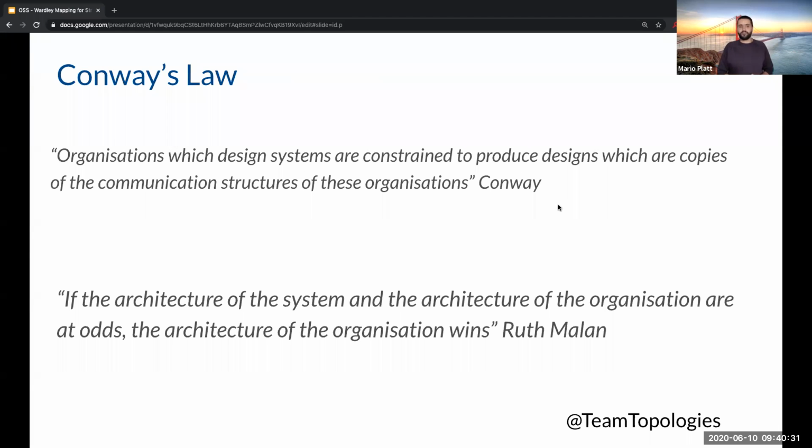And this is also from the Team Topologies book, in that they remind us of Conway's law. Right? So Conway's law says that organizations which design systems are constrained to produce designs which are copies of the communication structures of those organizations. I really like Ruth Mellon's corollary to this, which is, if the architecture of the system and the architecture of the organization are at odds, the architecture of the organization wins. Right? I think this is hugely significant for how we practice security and how we architect security.